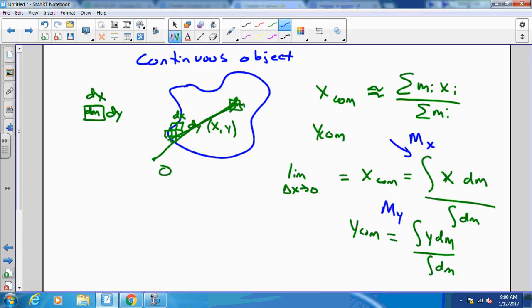Now this is kind of weird. We've never integrated with respect to mass before. So how does that actually work out? In practice, the way it's going to work out is this. We're going to take this dm, and we're going to represent the dm in terms of dx and in terms of dy. And we're going to do that by the use of density.